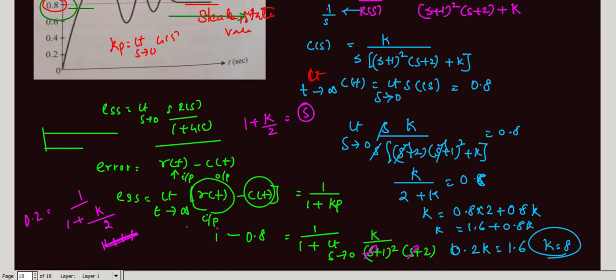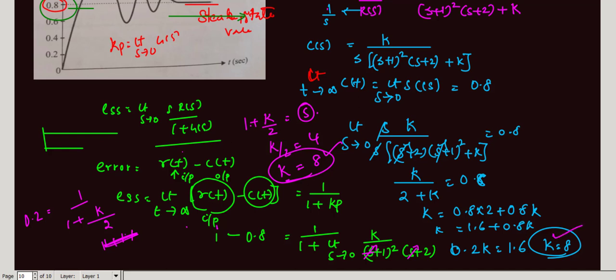1 minus 0.8 is 0.2, so 5. So K by 2 is 4, since 5 minus 1 is 4. K is 8. So I did not make any mistake. 1 plus K by 2 equals 5, K by 2 equals 4, K equals 8. So you get the answer K equal to 8.